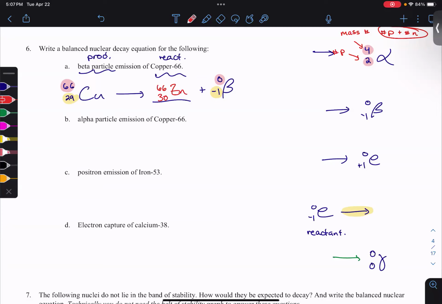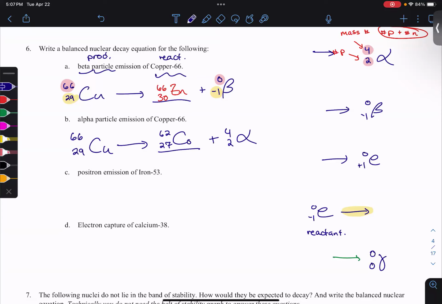All right? And that's how we approach all of these. So we can do copper 66 again. What has to be here? This time we're emitting an alpha particle. So again, emission, put it on the product side, 4, 2. The missing piece has to have 62 and 27. What is that? Cobalt. Easy. See, we are absolutely ignoring charge. We don't care about electrons anymore.